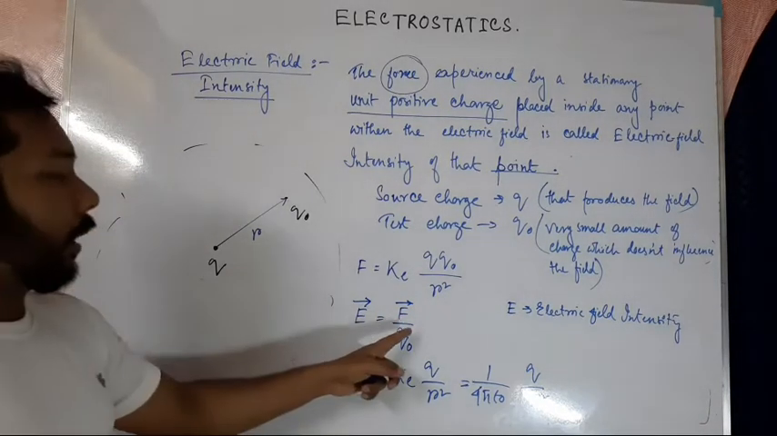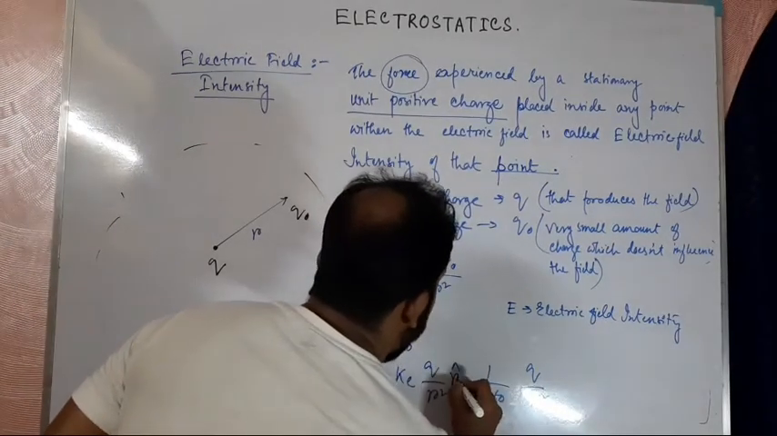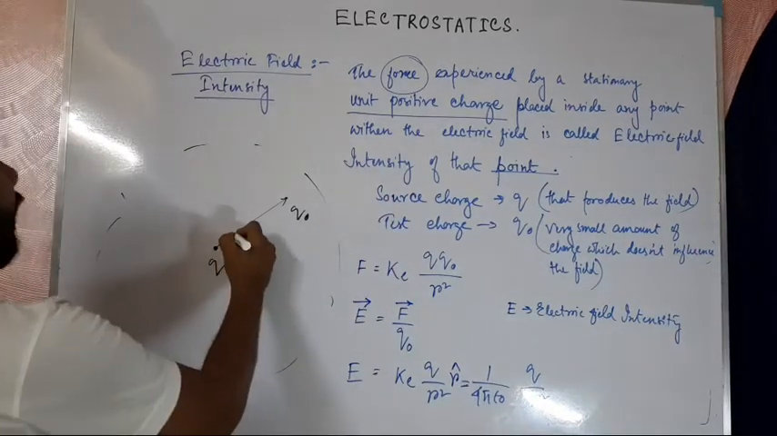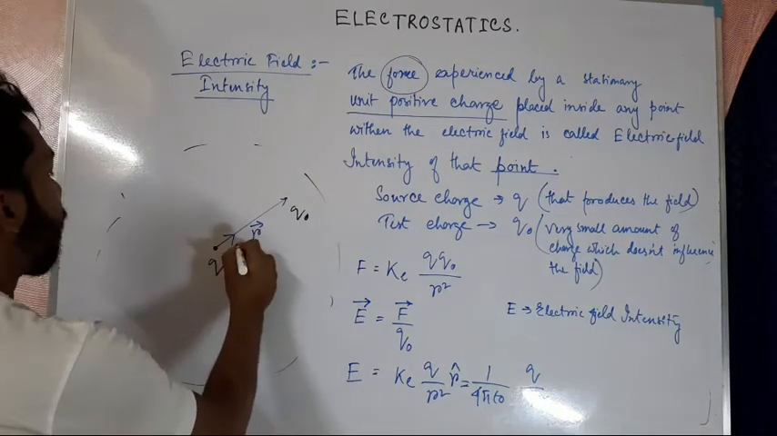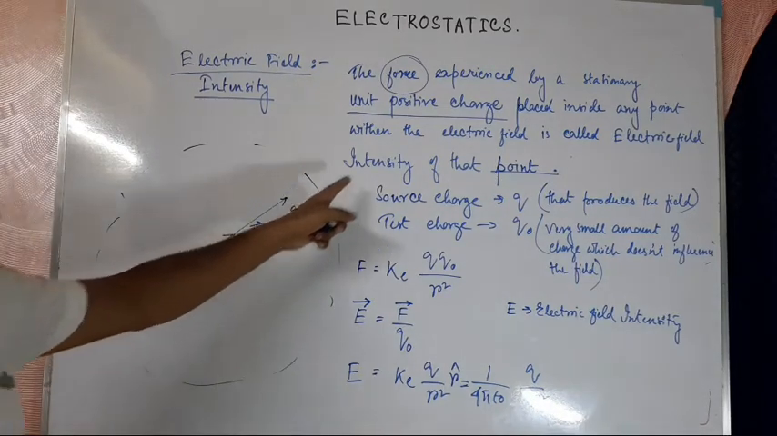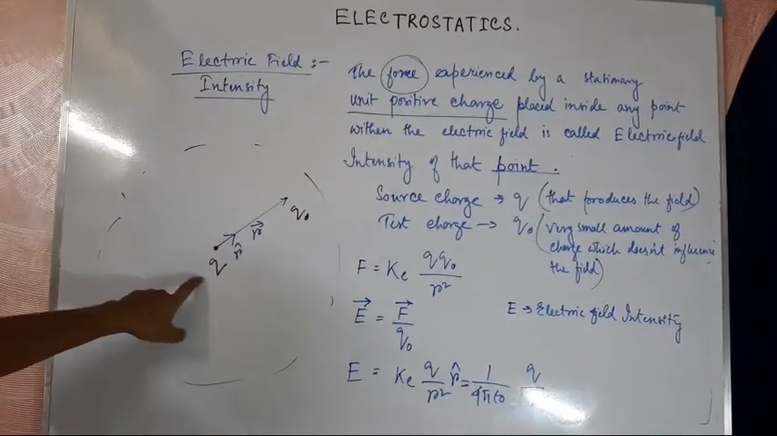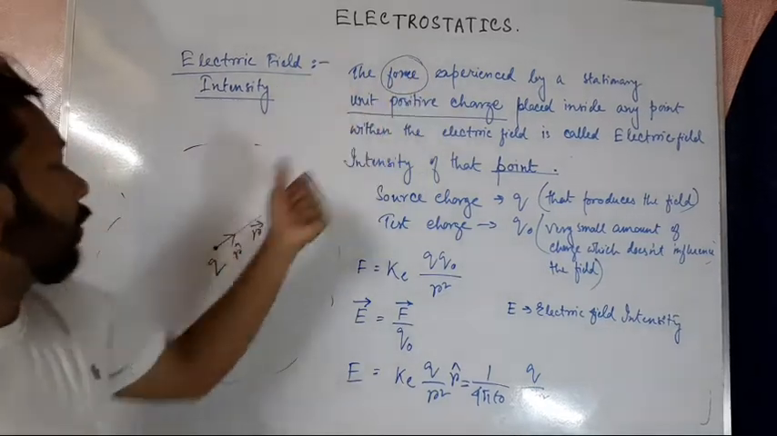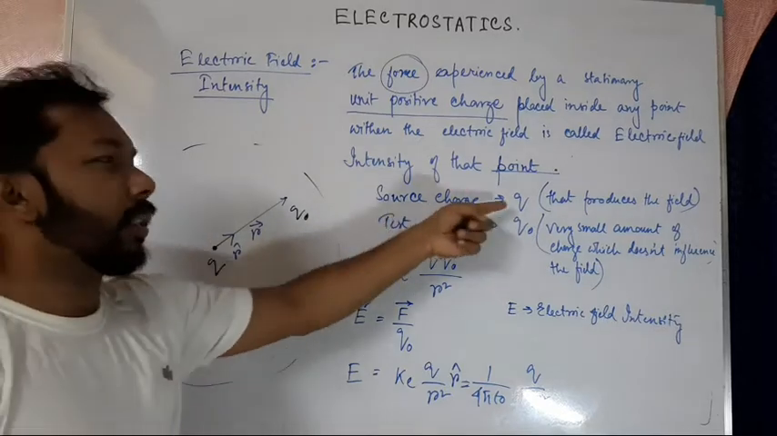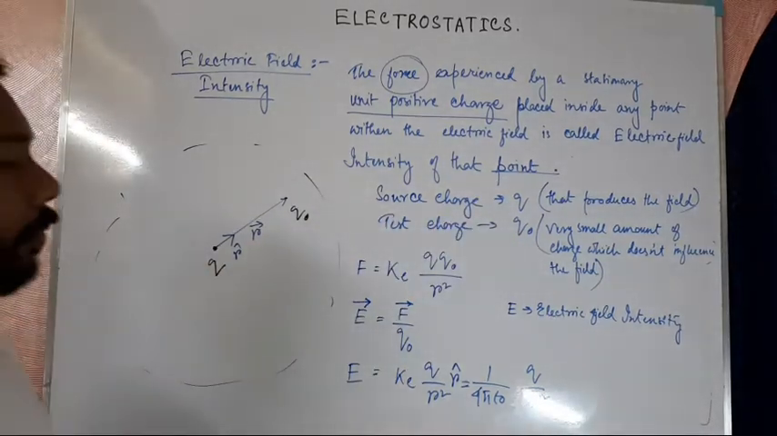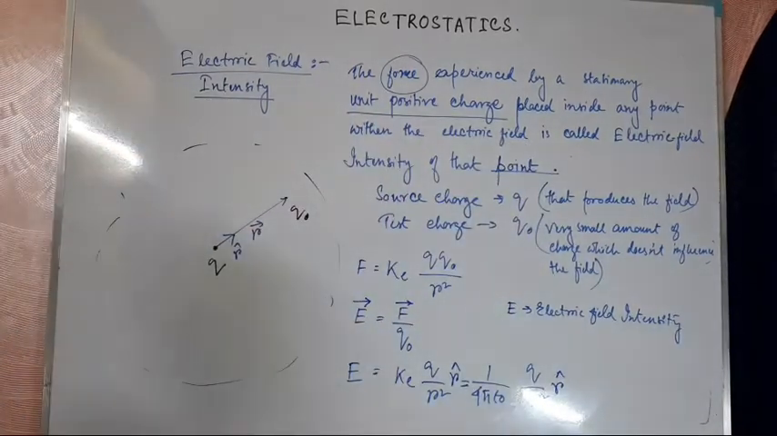Now, the direction of the force can be written by the symbol r cap. R cap is a unit vector in the direction of r. We have chosen the test charge as a positive charge. Now, if Q is positive, it will be repulsive. If Q is negative, it will be attractive. For the general case, we have taken the source as positive also. Hence, we are writing in the positive sense. It is the expression of the electric field intensity.